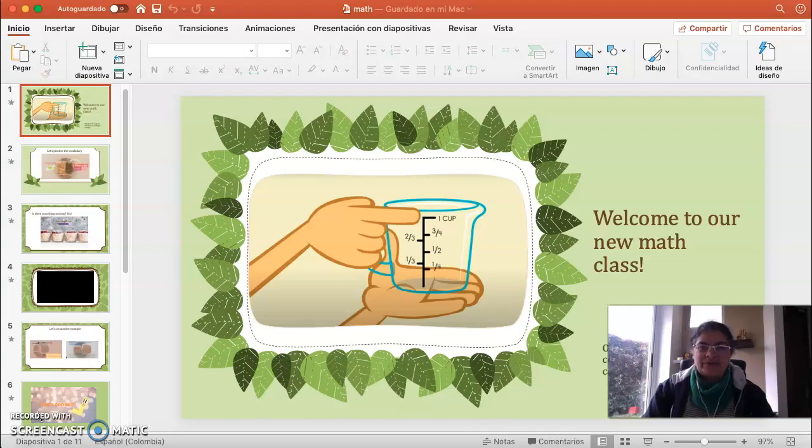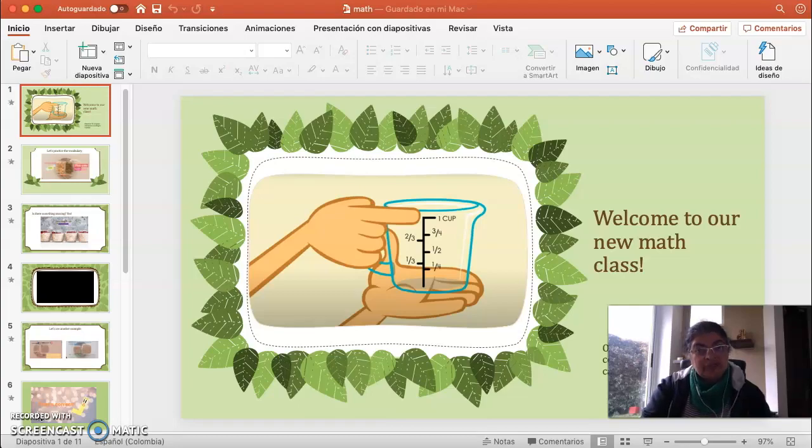As you can learn, the containers can hold more or less liquids, or different items. So let's see what happened in the images that we are going to show you.